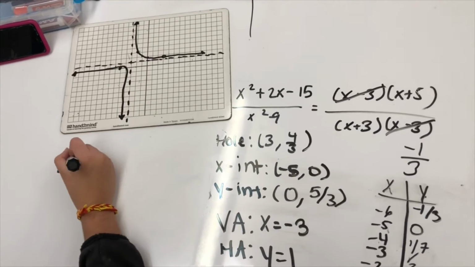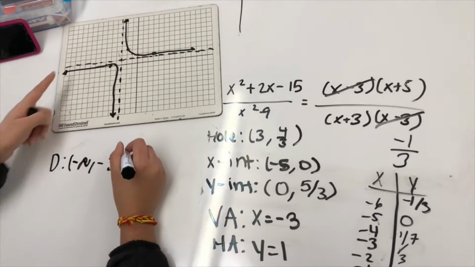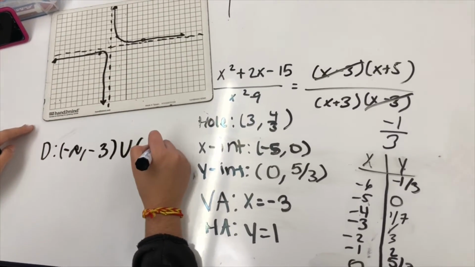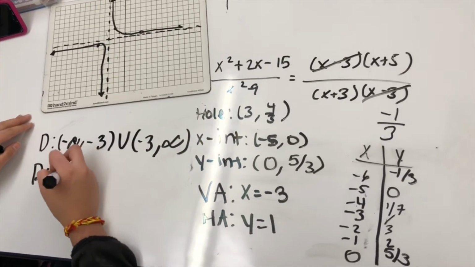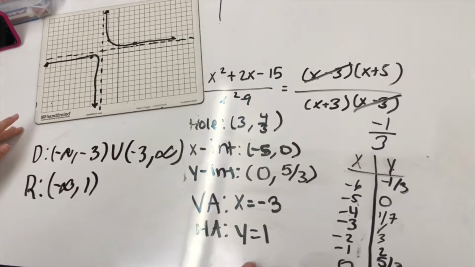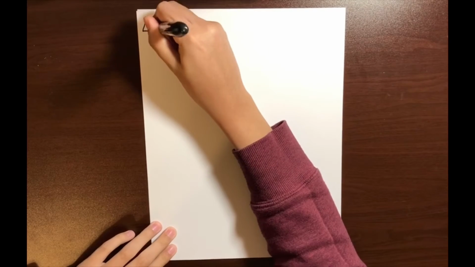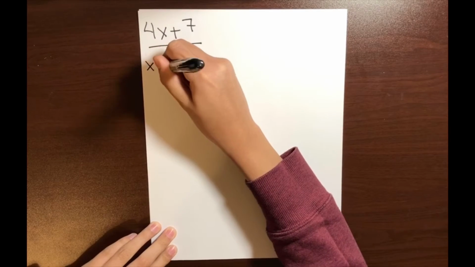The domain will be -infinity to -3, union -3 to infinity. The range will be -infinity to 1, union 1 to infinity. Now we're going to do 4x plus 7 divided by x squared minus 15x plus 56.